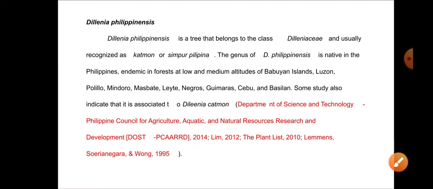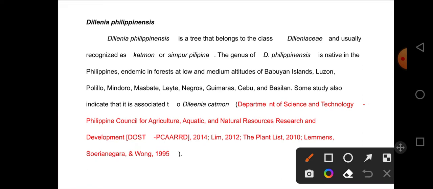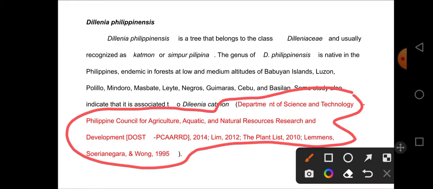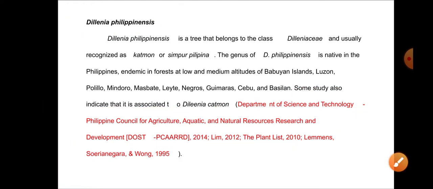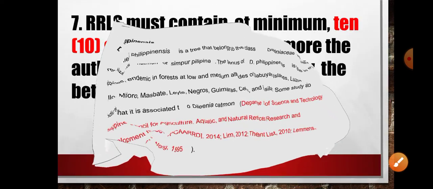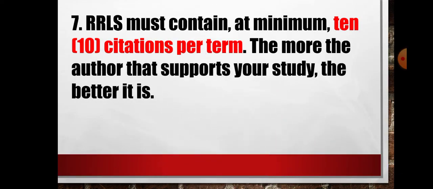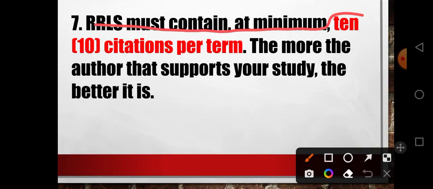Okay, so obviously, we have here many citations that prove or give evidence to our entry in our RRLS. Therefore, your RRLS must contain at minimum 10 citations per term. Okay, why is that? Why do we need numerous citations per term for our RRLS?